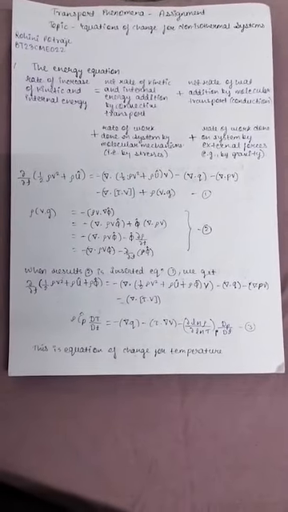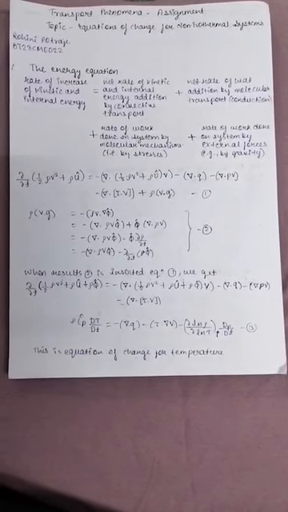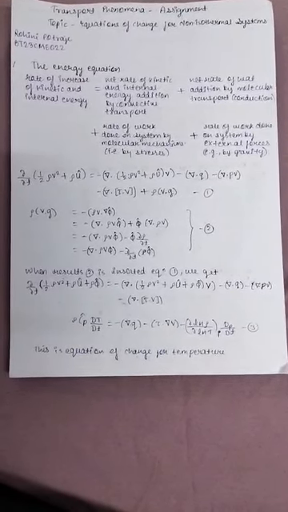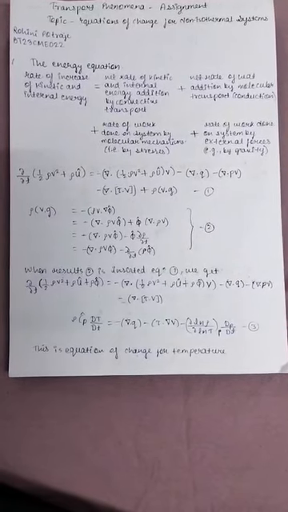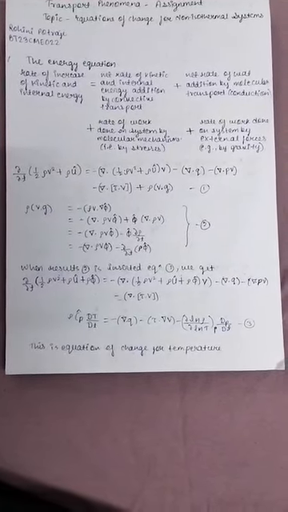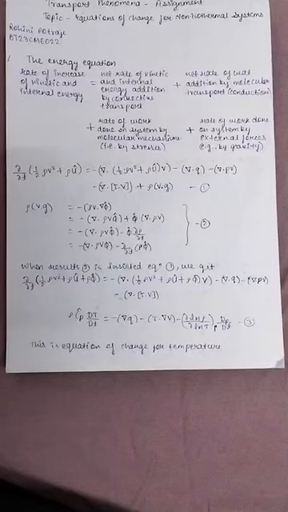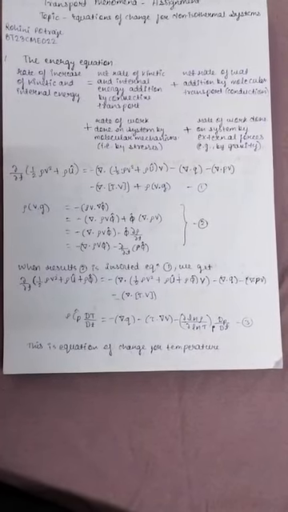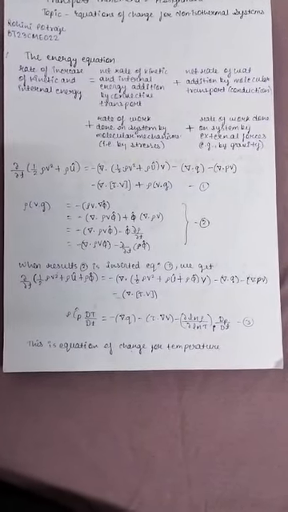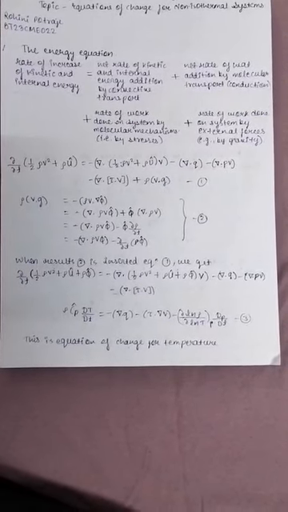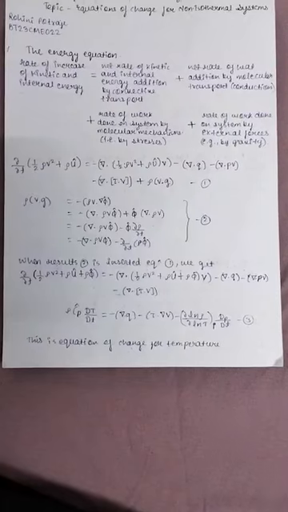When this result from equation 2 is inserted into equation 1, we get ∂/∂t of (½ρv² + ρÛ + ρφ̂) equals minus ∇·(½ρv² + ρÛ + ρφ̂)v minus ∇·q minus ∇·pv minus ∇·[τ·v].